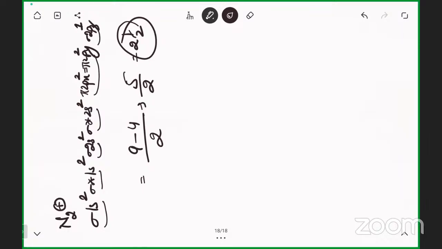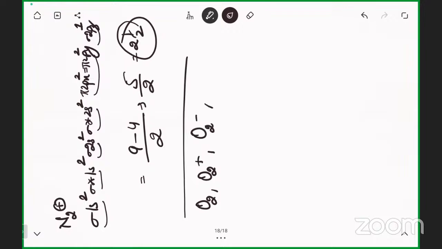It is not 3 for N2 positive. Now compare the bond order of O2, O2 plus, O2 minus, O2 2 minus. Now quickly calculate the bond order of every molecule. I'm giving you 5 minutes because I want you to do the configuration of each. Take 3 minutes. Calculate the bond order of every one: O2, O2 plus, O2 minus, O2 2 minus.